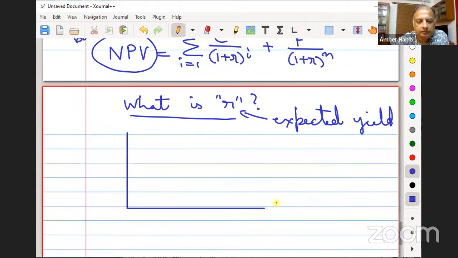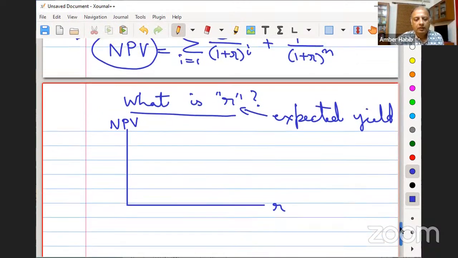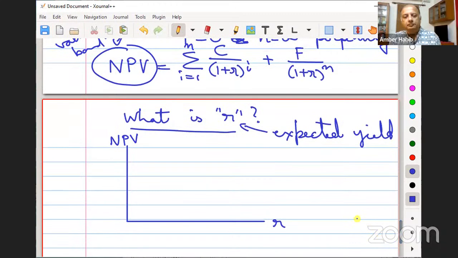Let's plot the expected yield over here, and whatever price you are going to get out of it, we'll plot here. For example, what happens if people don't want any profit? If R is equal to 0, then you simply have the N coupon payments added up with this F, and the net present value will be here. So you certainly pass through this point.